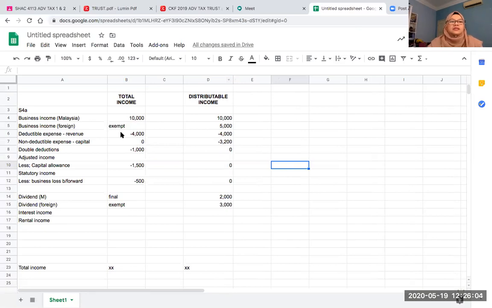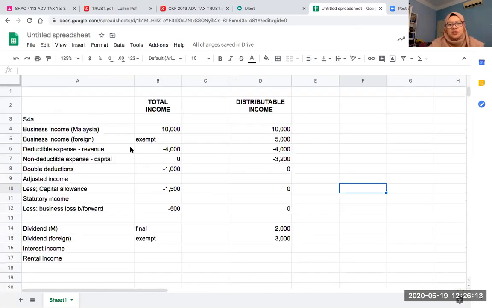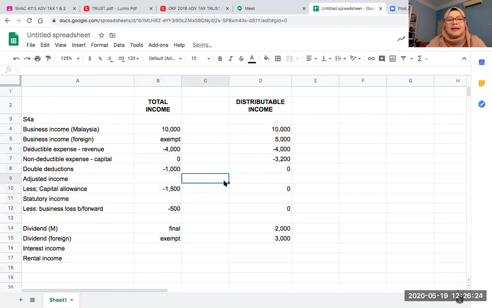All right. So this is how it works. It means that we will have two columns. If you are required to determine how much is the distributable income, then you have to do these two columns. Okay. Alright. So let's see the difference between your total income and your distributable income.